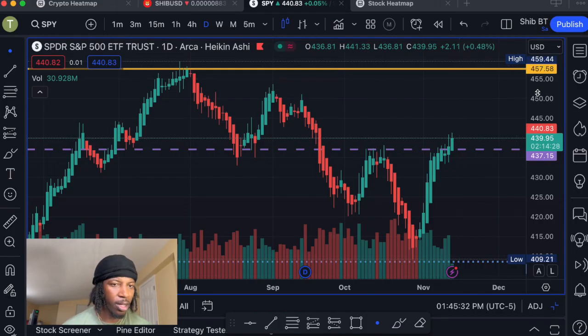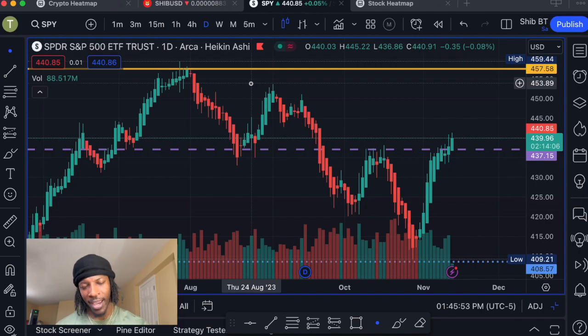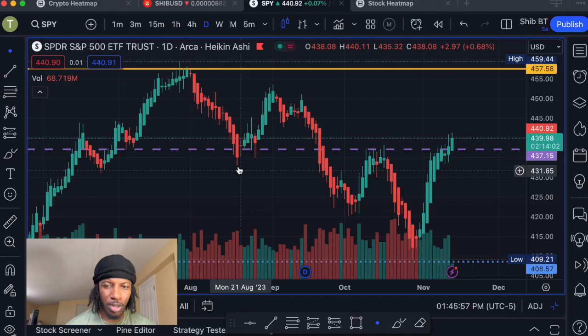Look at SPY over the last few months. We're on the day chart now, and as you can see, price is really respecting these lines. I drew these lines months ago, and sometimes I adjust them accordingly. Price pushed up to about 457, 460 before pushing back to our line.